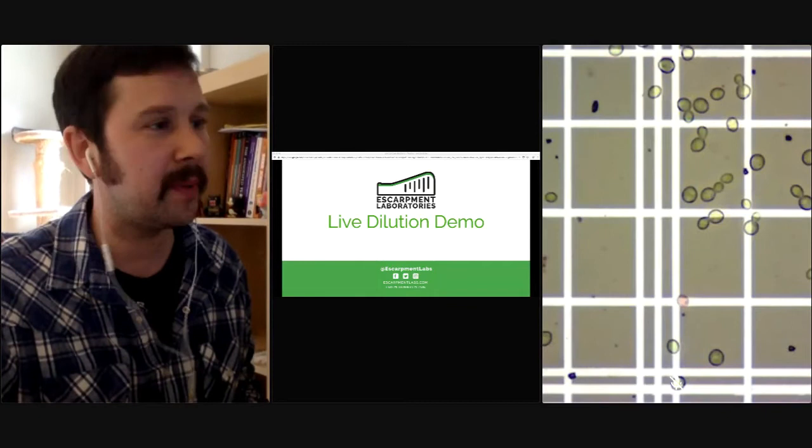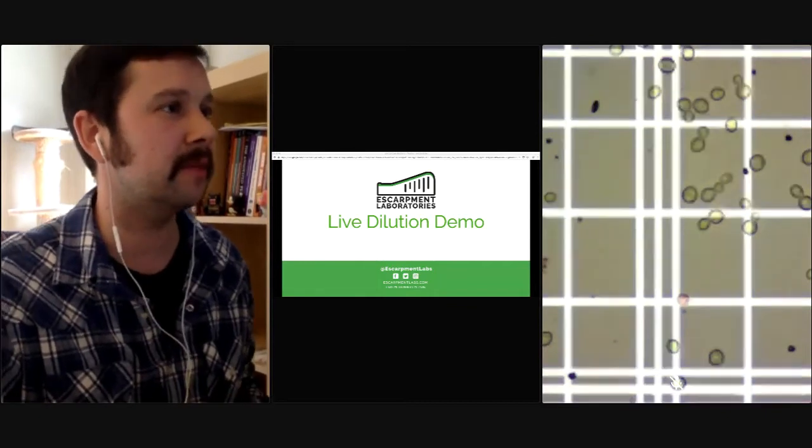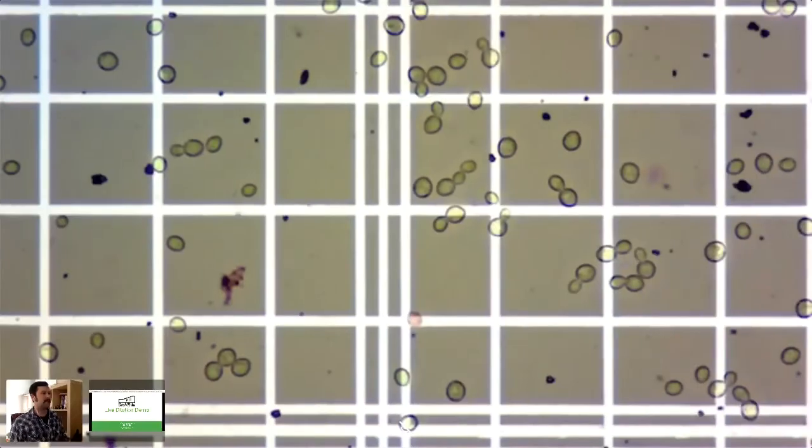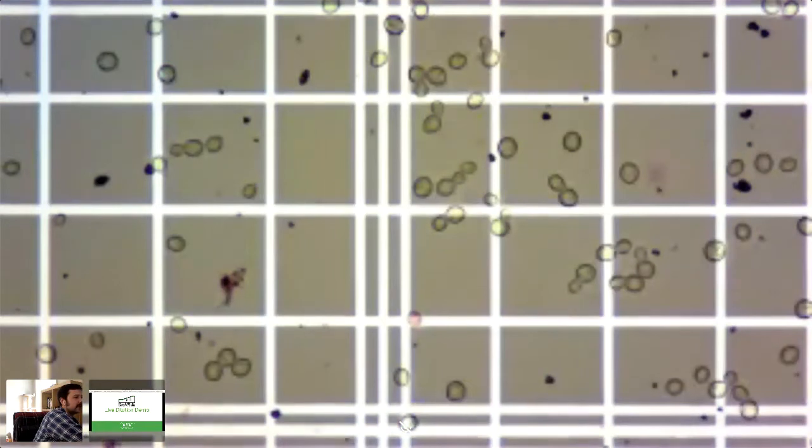Okay, now I'm hoping there's some dead. Oh, there we go. There is one dead yeast in there. Sweet, perfect. So this looks pretty good. This is a 1 in 200 dilution. You could totally count this and it would be fine.